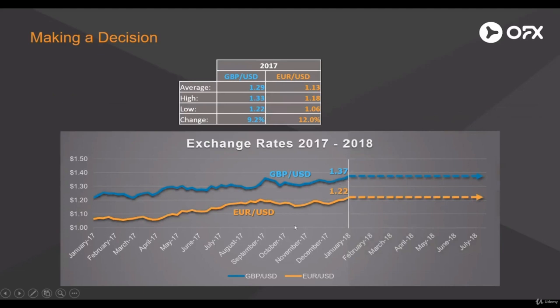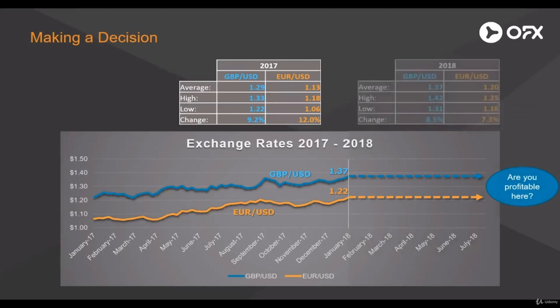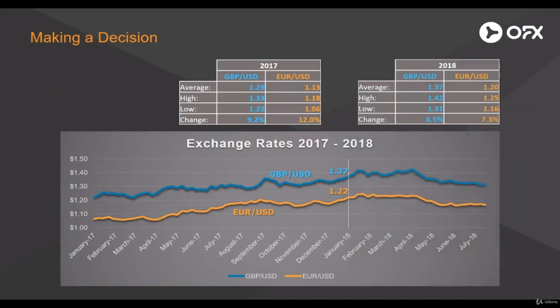All right. Now you've got to know, are you profitable? You're not going to lock these rates in if you're not profitable. Right. Now here's what's happened in 2018. This is just for the first few months, right? It was until July or August, so I haven't updated this to November. But here we've got average, high, and lows, right? Change 8.5 and 7.3, right? So this is what that looks like.